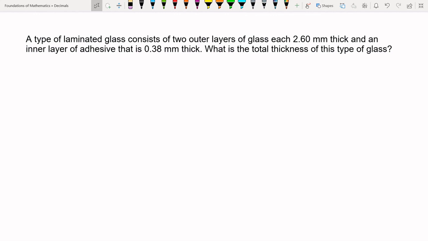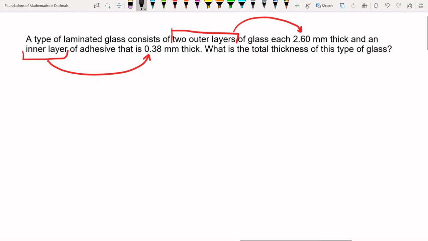So we have laminated glass that has 2 outer layers. Let's make a note of here. 2 outer layers that are 2.60 millimeters thick, and a single inner layer that is 0.38 millimeters thick. What is the total thickness of this type of glass?